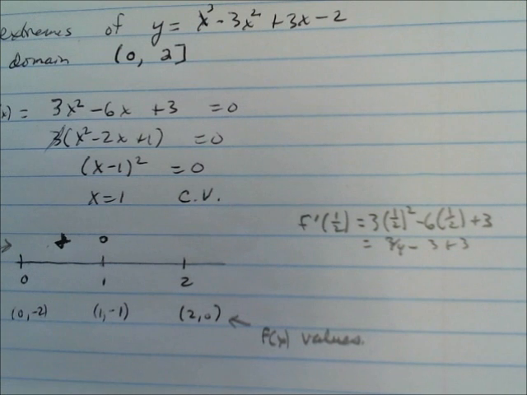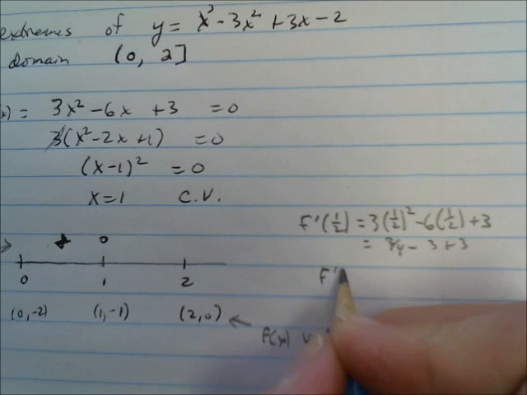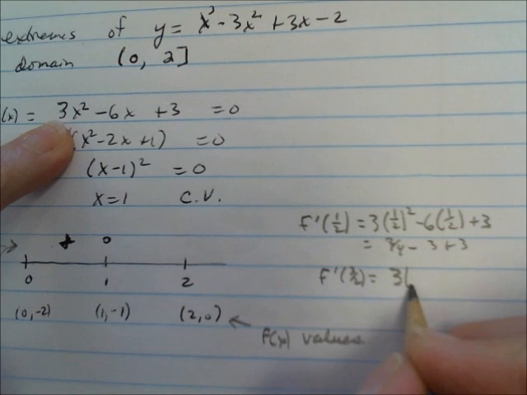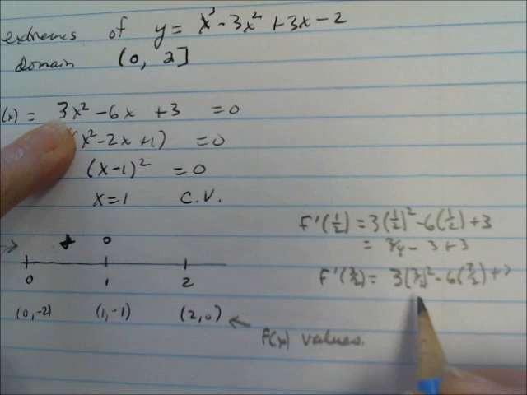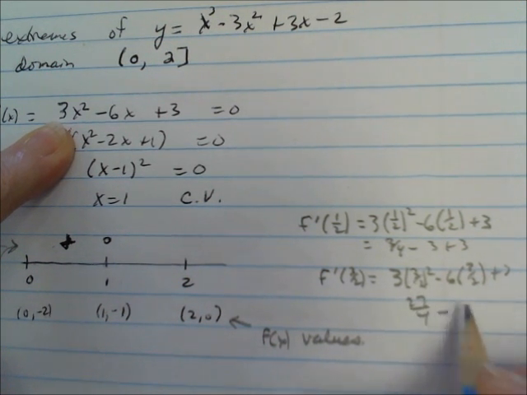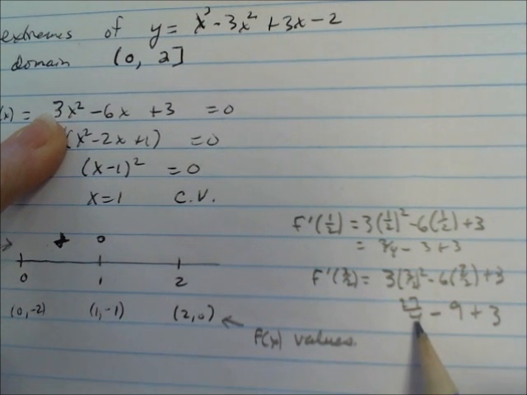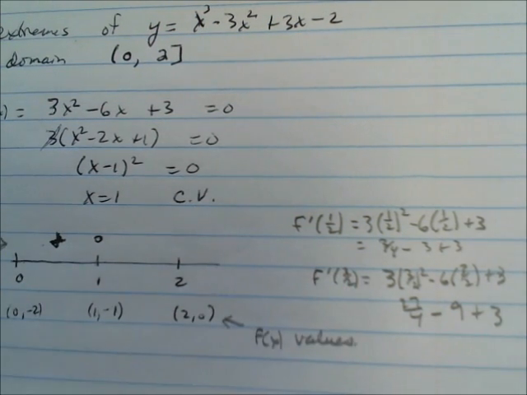Now let's figure out what f prime is for a number between 1 and 2. I'll just choose 3/2. So let's do f prime of 3 over 2. So that's equal to 3 times 3/2 squared minus 6 times 3/2 plus 3. Well, this is 9/4 times 3 is 27 over 4 minus, this is a 9, and then plus 3. So this is 13.5 minus 9 is 4.5, plus 3 is 7.5. This is going to be a positive number too.